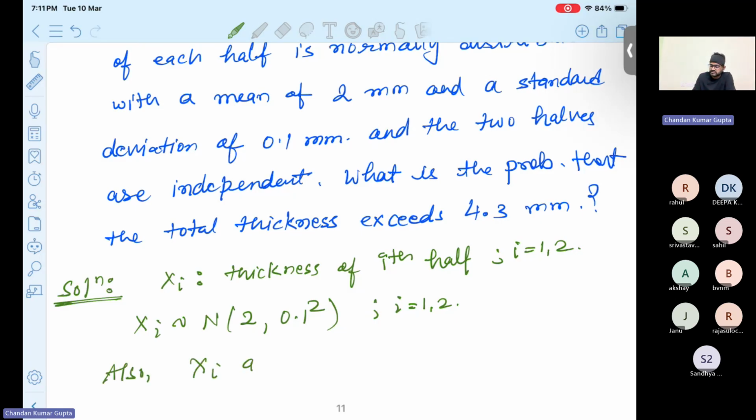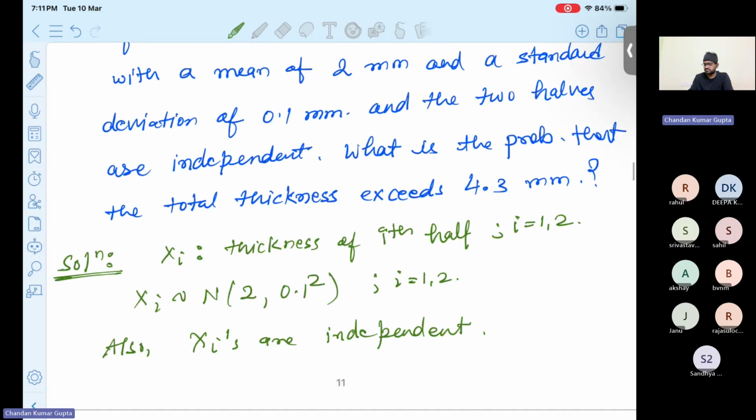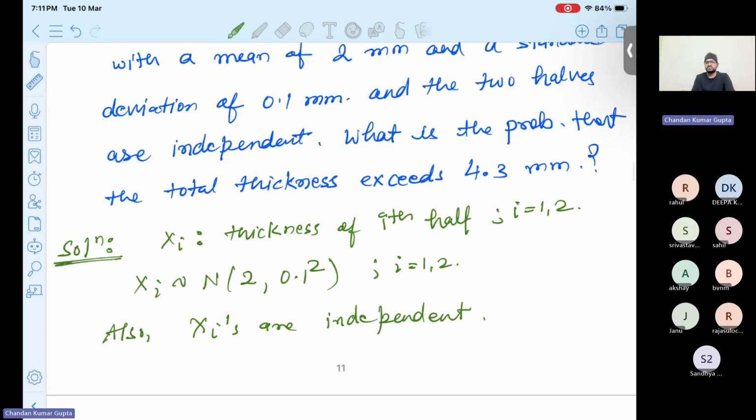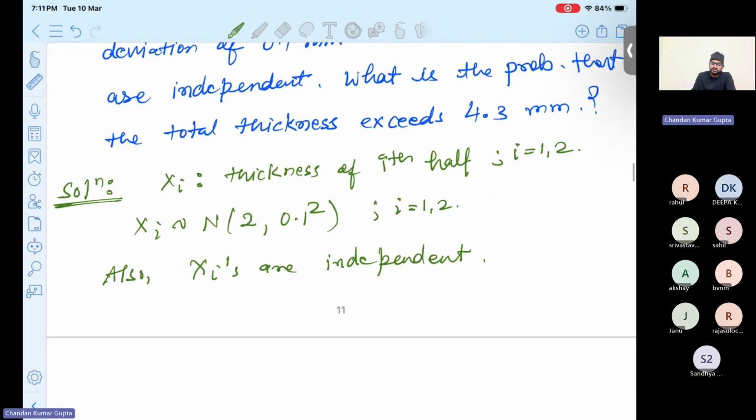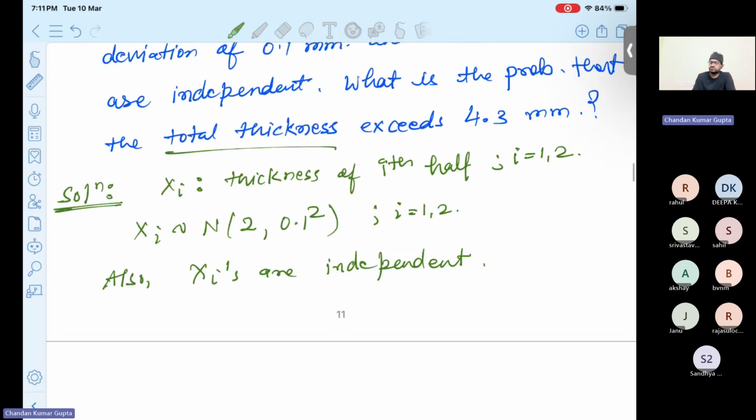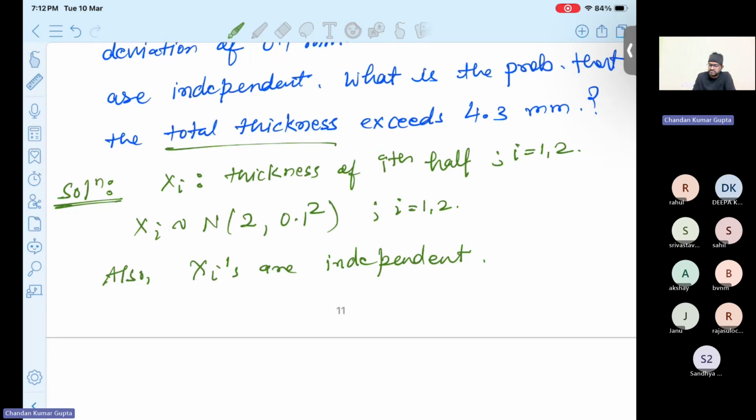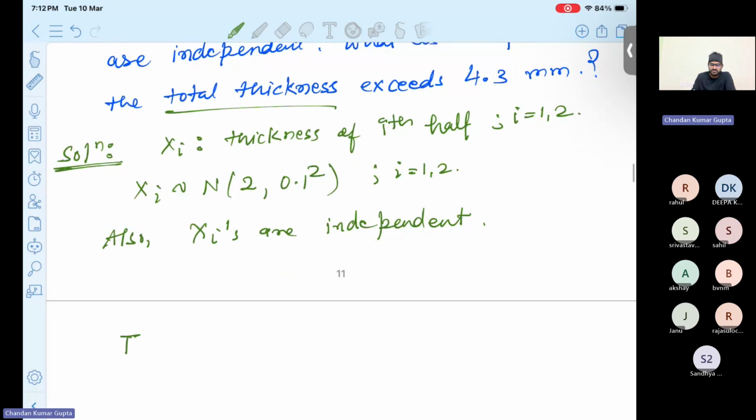Also, we are given that the Xi's are independent. So these three conditions are given. Now we are discussing the total thickness. The total thickness is obviously the sum of those two halves. So let me say the total thickness is T, which is nothing but X1 plus X2.